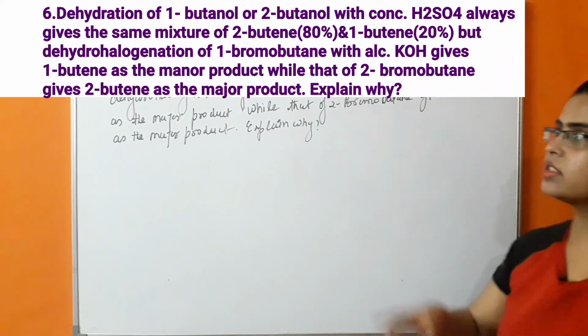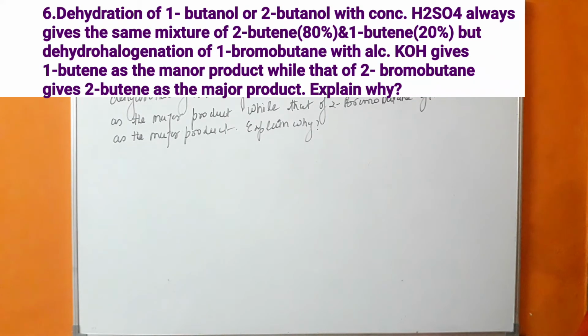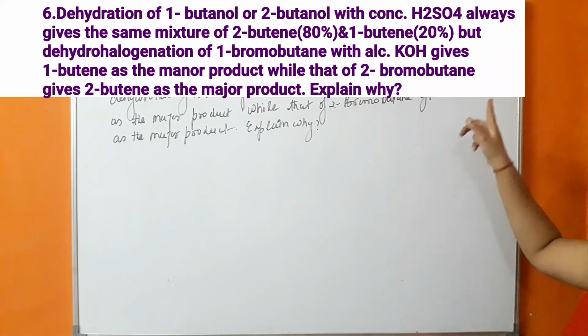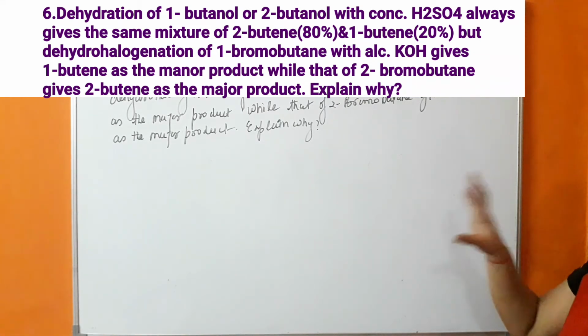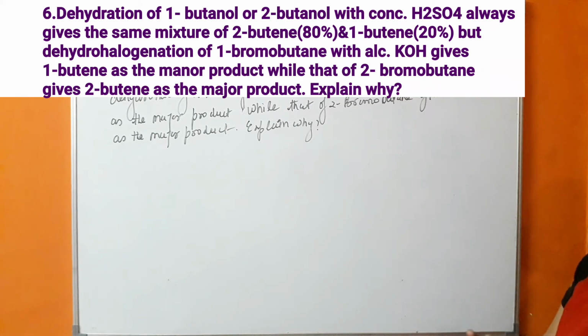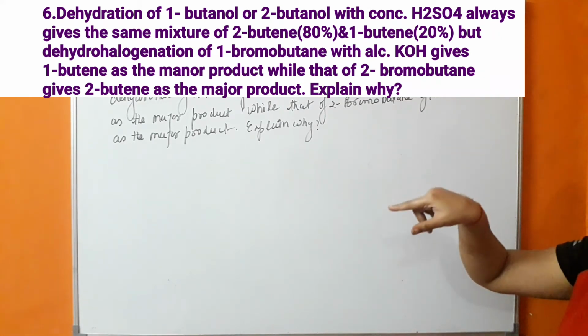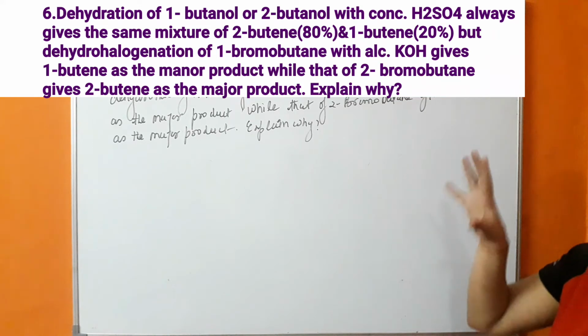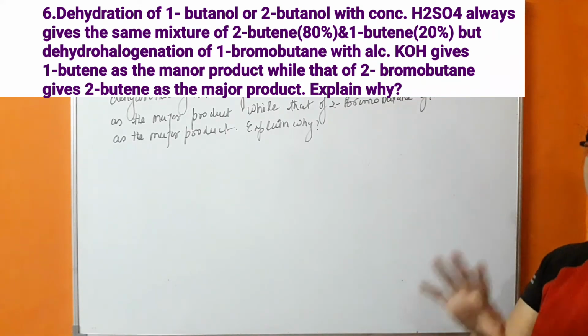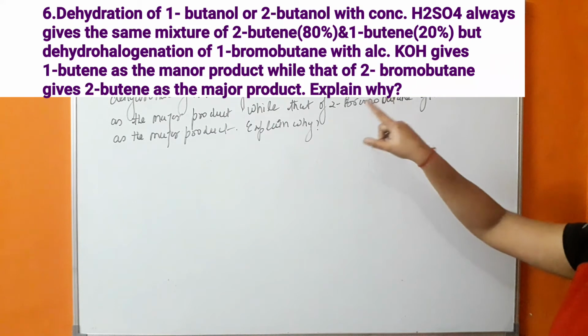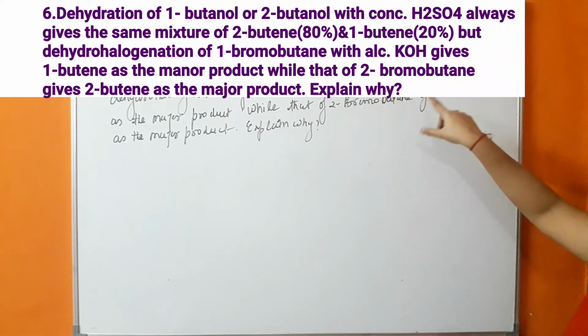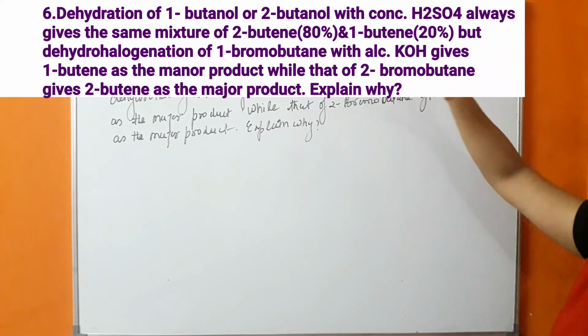Next question in alkenes: dehydration of 1-butanol or 2-butanol with concentrated H2SO4 always gives the same mixture of 2-butene and 1-butene. 2-butene will be 80% and 1-butene will be 20%. In the first part of the question, it is said that both reactants, 1-butanol and 2-butanol, give the same mixture of products with a similar percentage composition, that is, 2-butene 80% and 1-butene 20% in both cases.